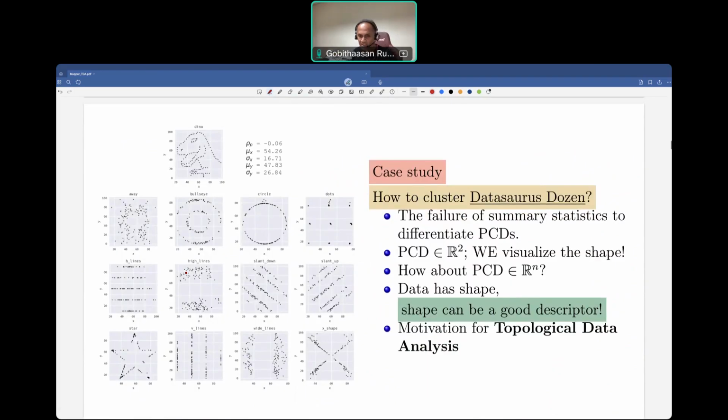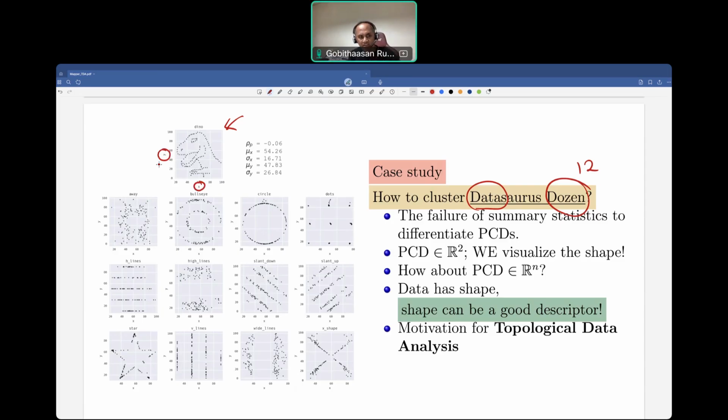All right, so let's look at an example of data, an example of why we want to do topological data analysis. This is a set of data called Datasaurus Dozen. Dozen here simply means 12, of course. So this is a dinosaur, right? This is the data, of course, in two-dimensional space, with x and y values.